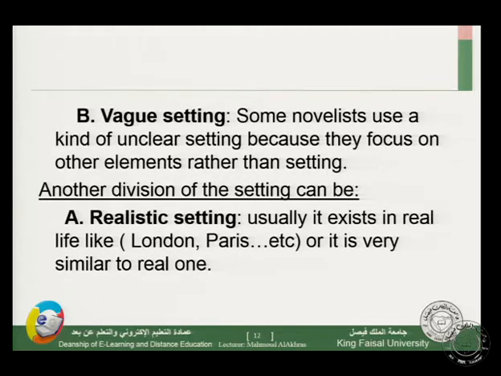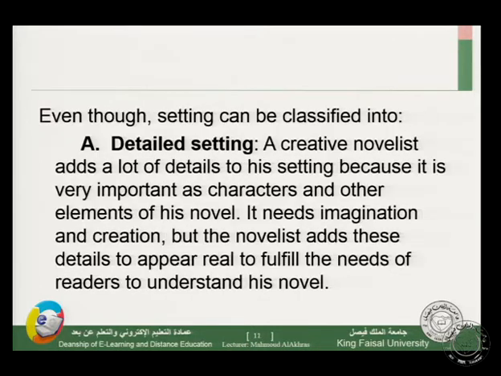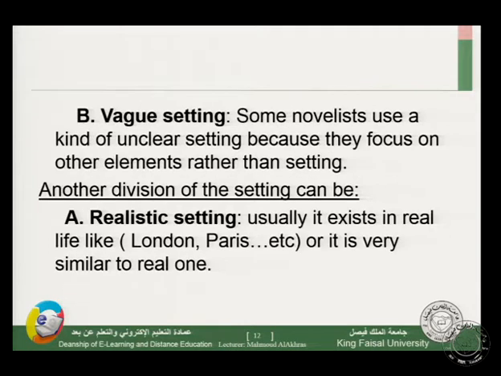So the first one, detailed setting. The second one, vague setting, unclear setting. Some novelists use a kind of unclear setting because they focus on other elements rather than setting. They think that characters and other elements are more important than setting. So their setting is not clear or is unclear.